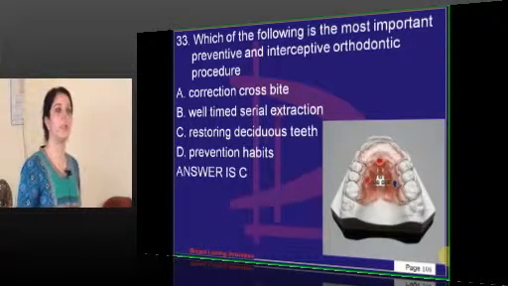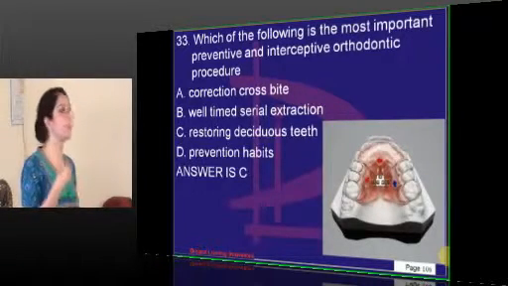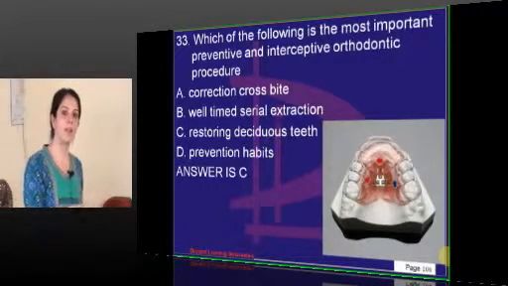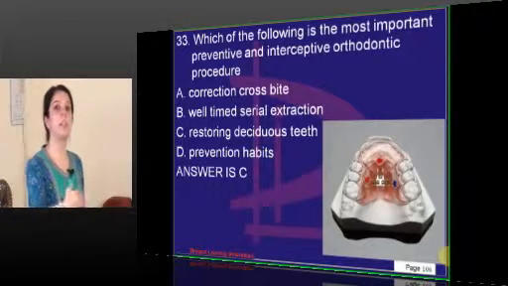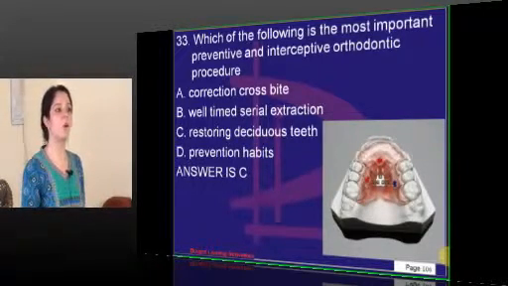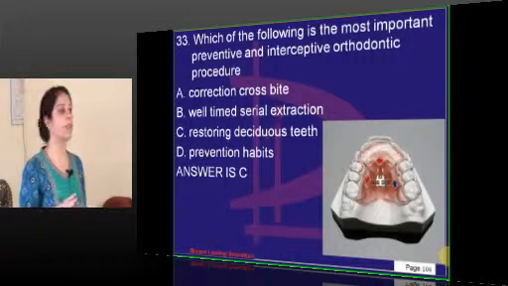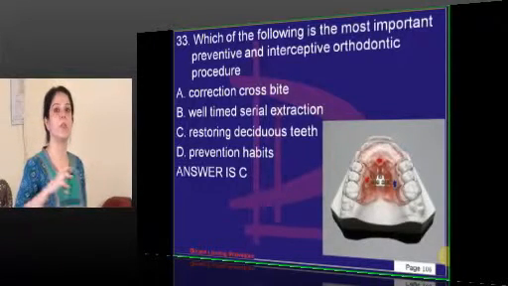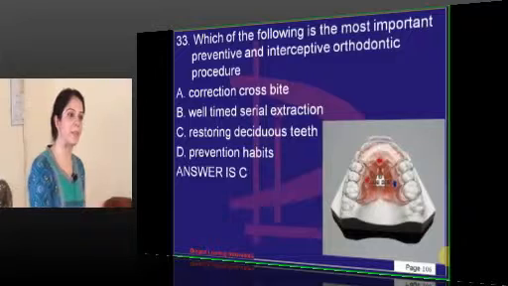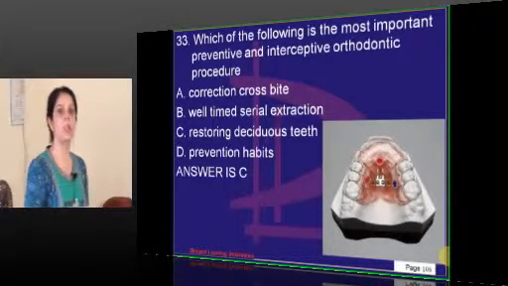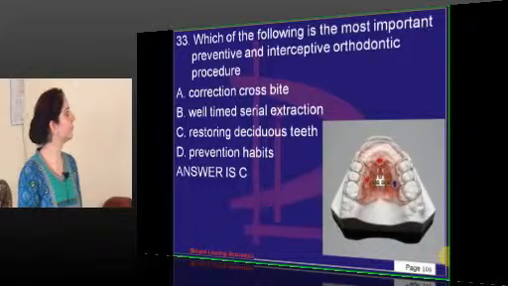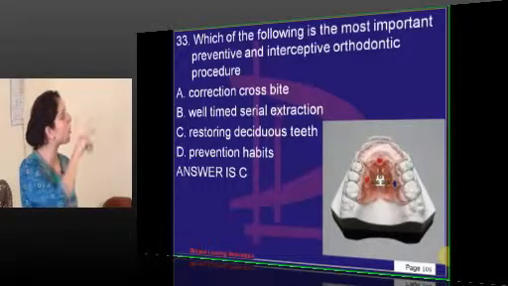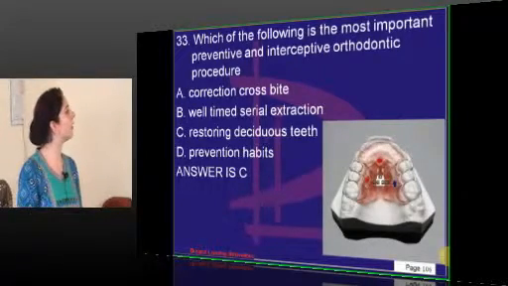Therefore, restoring deciduous teeth. Suppose there is a very badly decayed molar; if we restore it, then there are chances that the other teeth will not drift into that position, hence malocclusion will not occur, and the arch width might not decrease. When we talk about interceptive orthodontic procedures, that means some part of the malocclusion or problem has already set in. We are trying to stop it at that position so that it doesn't become worse. Interceptive orthodontics includes serial extraction, whereas preventive orthodontics includes restoring deciduous teeth.